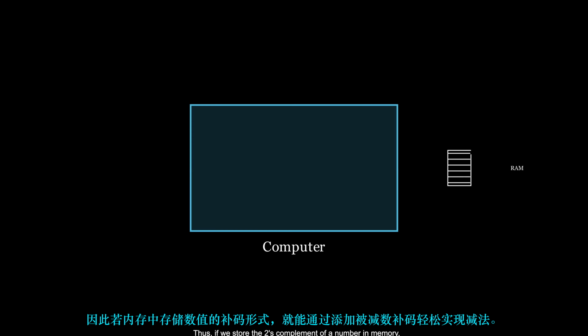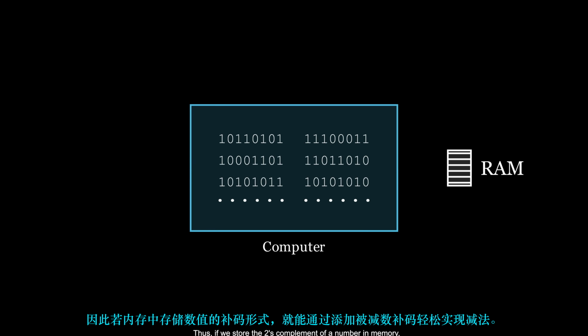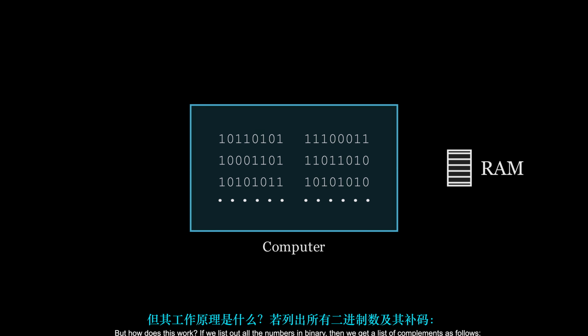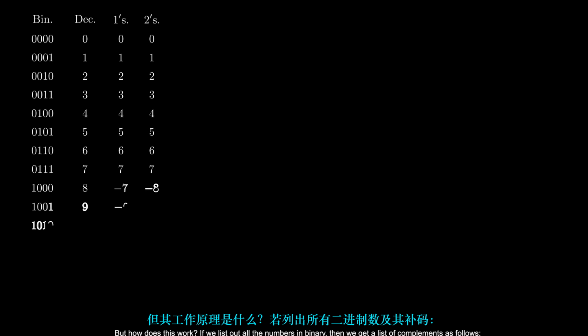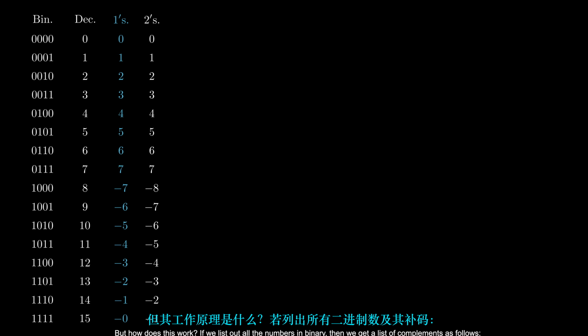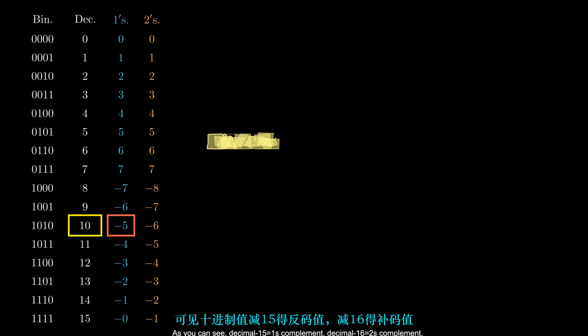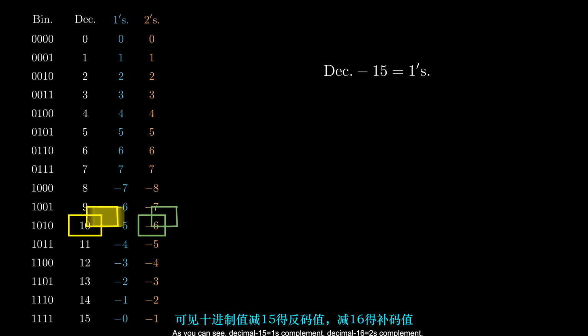Thus, if we store the two's complement of a number in memory, we can easily perform subtraction by adding the two's complement of the number we want to subtract. But how does it work? If we list out all the numbers in binary, then we get a list of complements as follows. As you can see, decimal minus 15 equals 1's complement, and decimal minus 16 equals 2's complement.